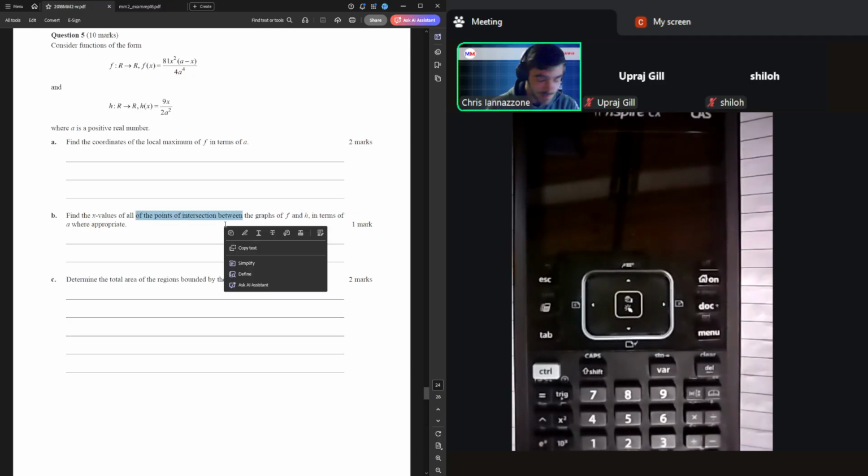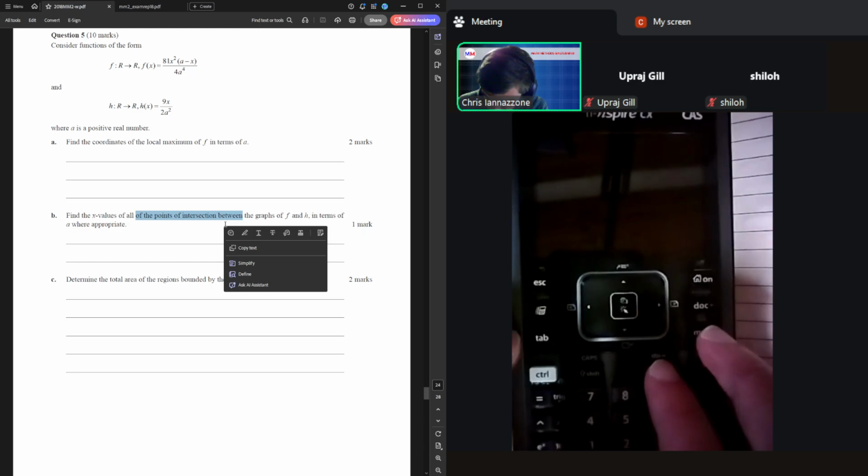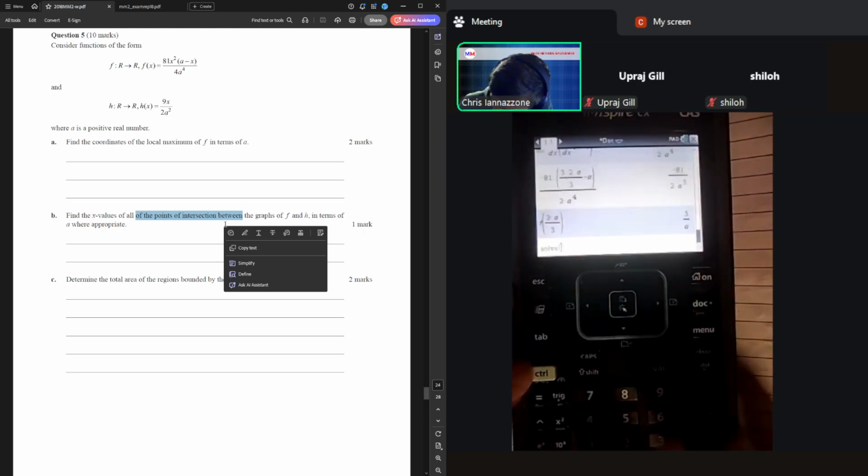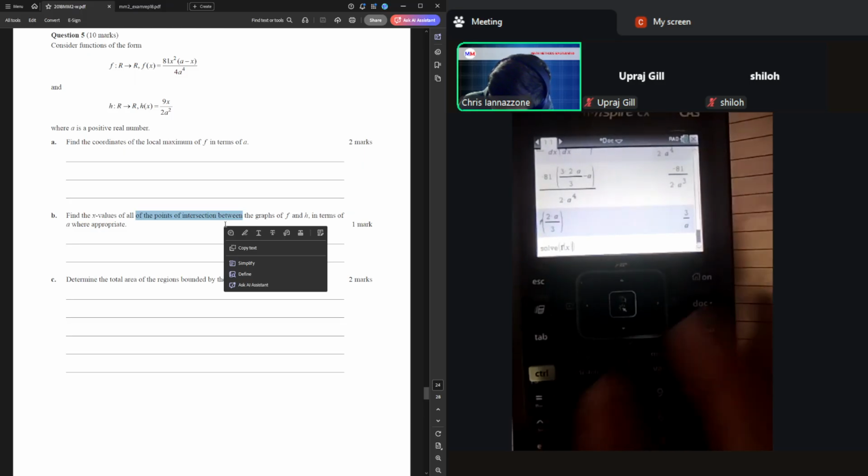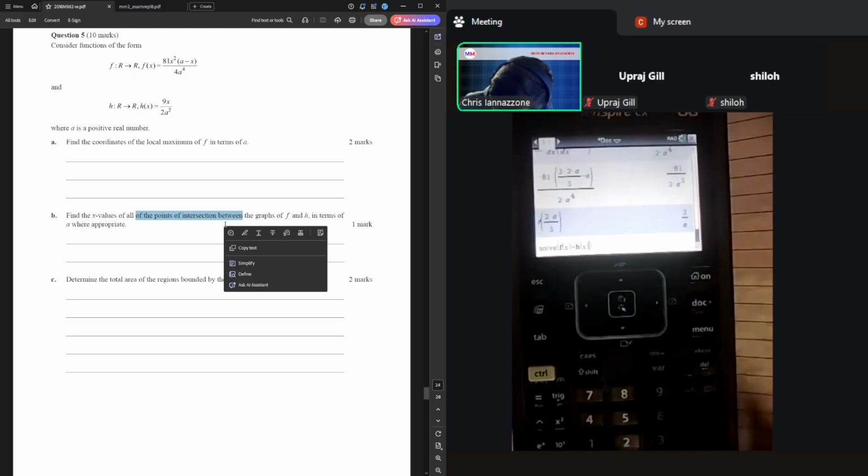So yeah, just for the recording, how does that actually work? Any points of intersection between functions is always just going to be function 1 equals function 2. That's all we're ever doing.